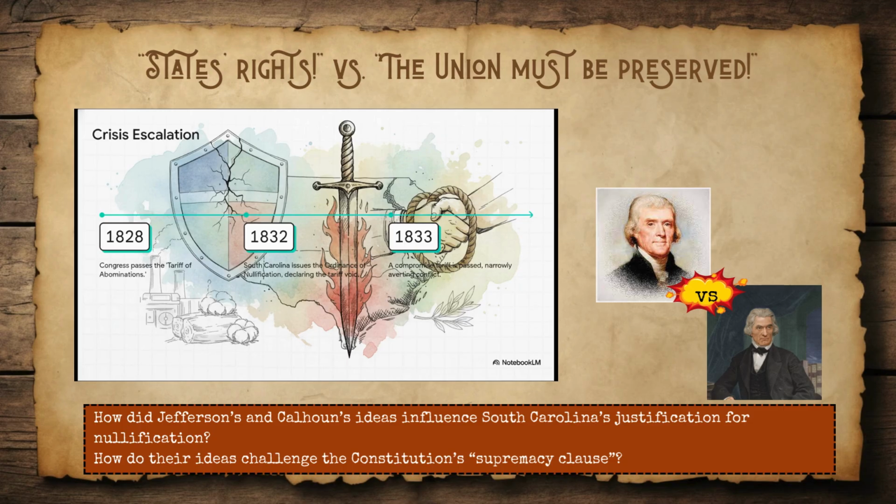By 1832, South Carolina, running with Calhoun's ideas, officially nullified the tariff. They basically said, this law is dead in our state. They even threatened to leave the Union if President Andrew Jackson tried to make them pay. And Jackson, who was not a man to be trifled with, threatened to send the army down. For a really tense moment, it looked like civil war was about to break out right then and there, before a last-minute compromise in 1833 managed to cool things down for a little while.